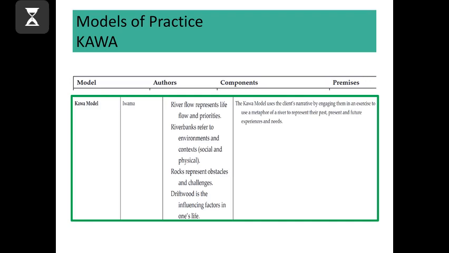I'm going to refrain from going into great detail here. But the Kawa model uses the client's narrative. So, what's the narrative? Their story. Where do we get their narrative? Through the occupational profile. By engaging them in an exercise to use a metaphor of a river, the different parts, to represent their past, their present, and their future experiences and needs. So it helps to get a big picture of the individual using this representation of a river, riverbanks, rocks, and driftwood.